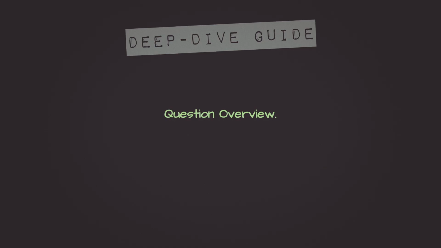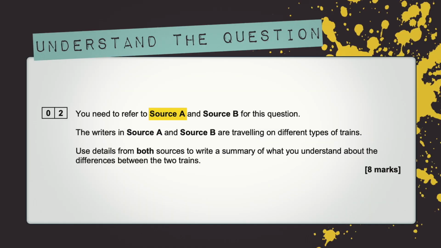Let's start with part A, the question overview. A quick recap: you need to write a summary that compares the differences of both texts, a modern and a 19th century text. The writers in Source A and Source B are traveling on different types of trains. Use details from both sources to write a summary of what you understand about the differences between the 2 trains. I'll show you what a summary looks like in a moment, but also how to make inferences.